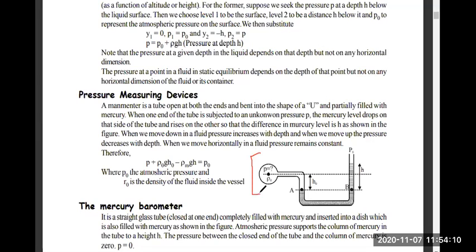Suppose this is a setup. I hope all of you can see the setup. Suppose this bulb has pressure P naught, and this has a pressure P, which is the unknown pressure. This is height H naught, this is height H. Now, don't you think that you just have to think about the force balance equation? Yes or no? Tell me, yes or no?